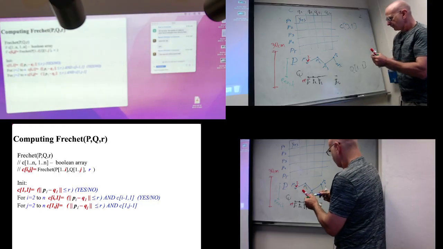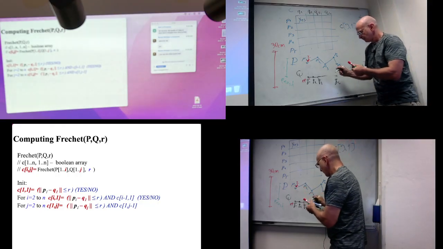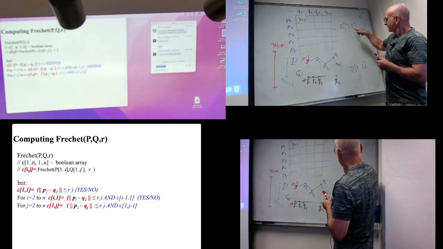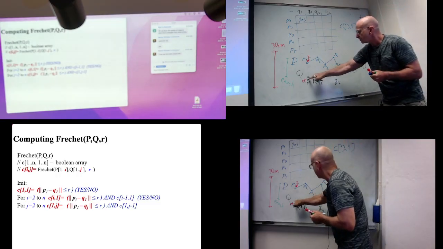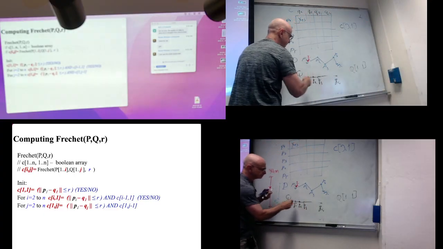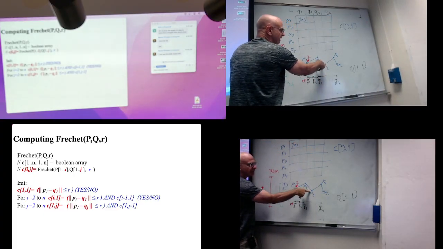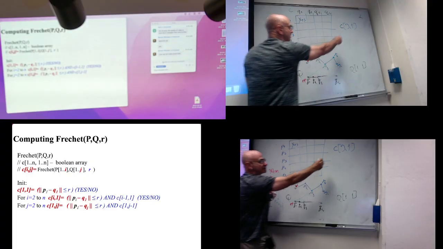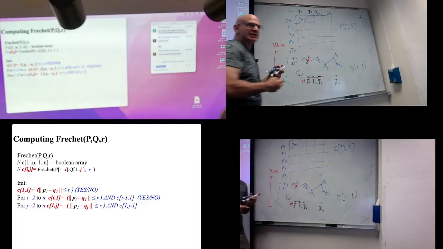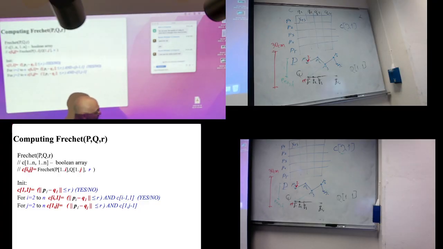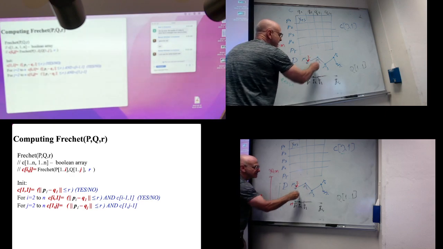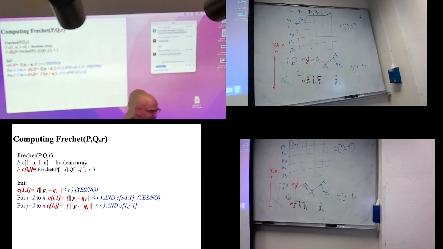I'm looking at C31. What's the condition that they can be there? The dog is stuck to Q1. The person is at vertex 3. The distance between them should be less than R. And in addition, this distance and this distance are also smaller than R. Remember, I'm trying to fill out what is C of I, 1. I, 1 meaning dog stuck at Q1, the man is moving along the other vertex.